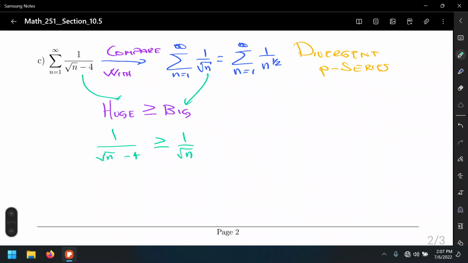Yes, we have more than one term in the denominator of the left hand side, but notice that 4 is subtracting, so we're subtracting in the denominator, getting a smaller number in the denominator. But what happens when we divide by a smaller number? We get a bigger value as opposed to the right hand side of the inequality.